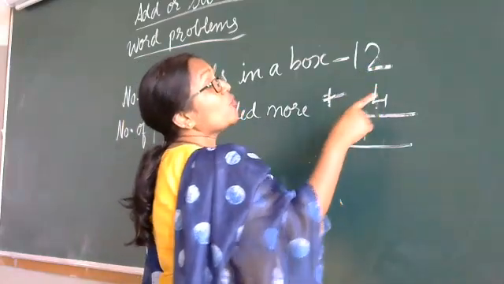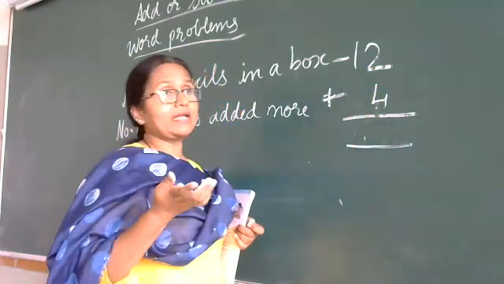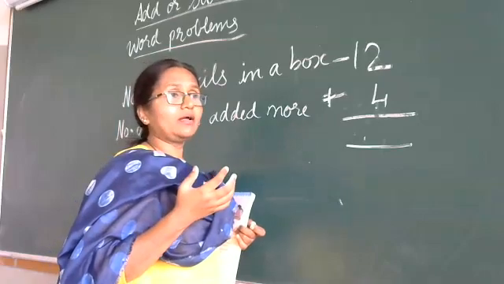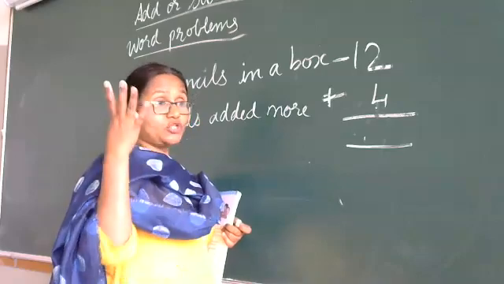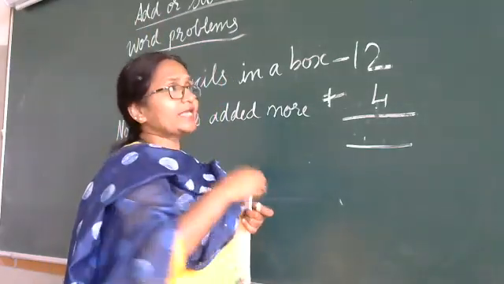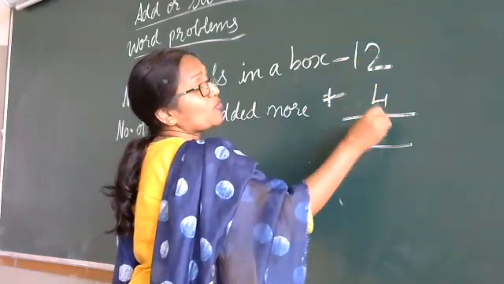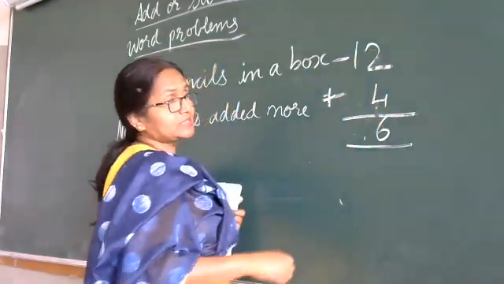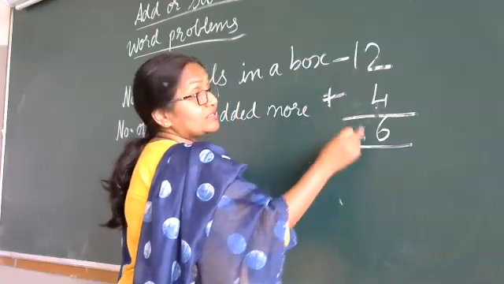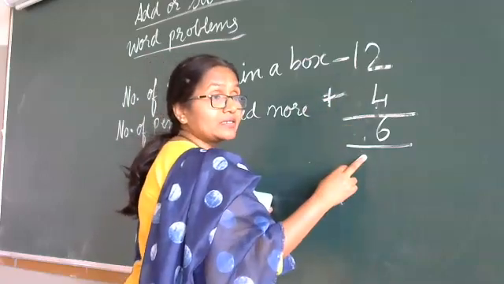Now, 2 and 4. 4 is the bigger number. Yes or no? 4 is bigger or smaller? 4 is bigger, yes. So 4 in the mind, 2 in the hand. 5, 6. So when you add 2 plus 4, it becomes 6. And there is no number to add for 1, so the 1 will come down.